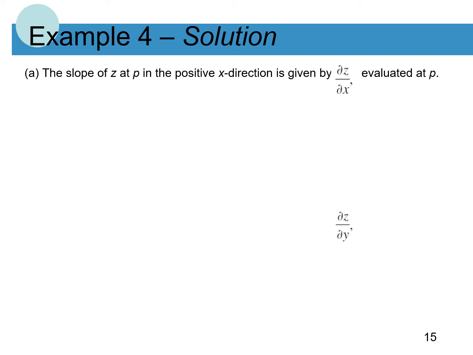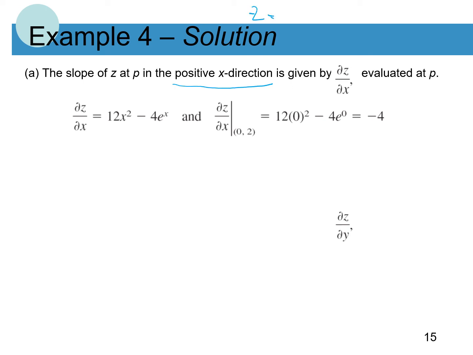Okay, the question asks us to find the slope of z at p in the positive x direction, which is given by dz over dx evaluated at p. The clue here is the positive x direction, which means that we differentiate with respect to x. Then based on the question, the equation of z is given by 4x cubed minus 4 e to the power x plus 4y squared.